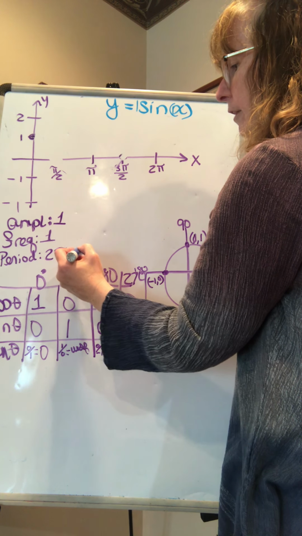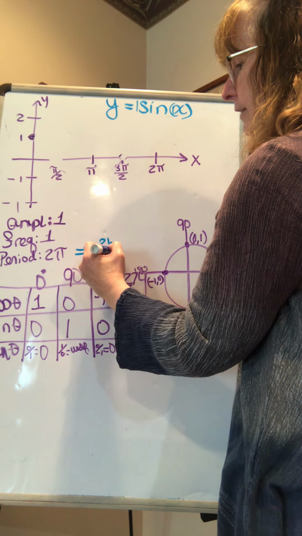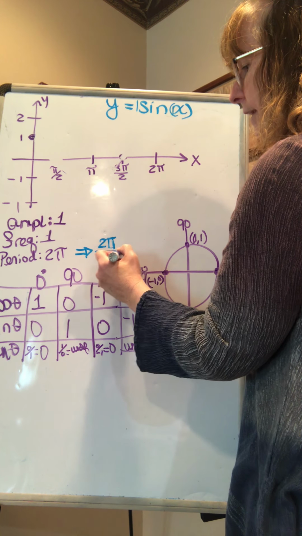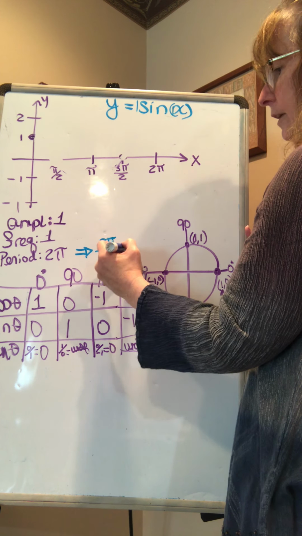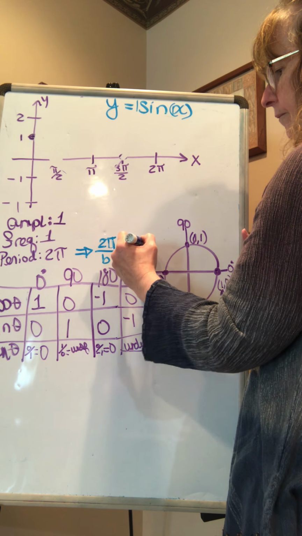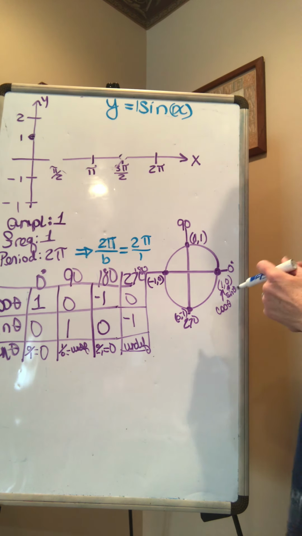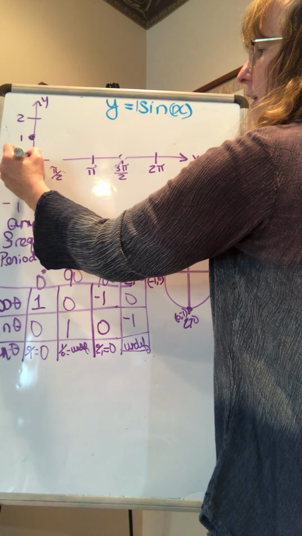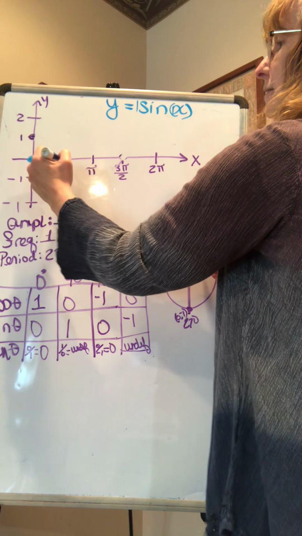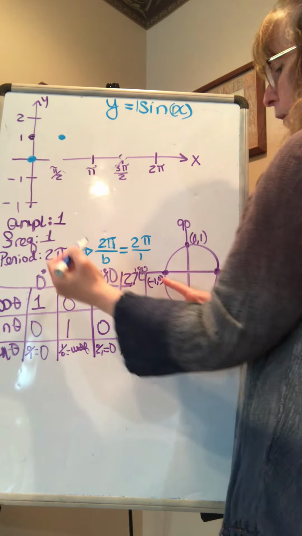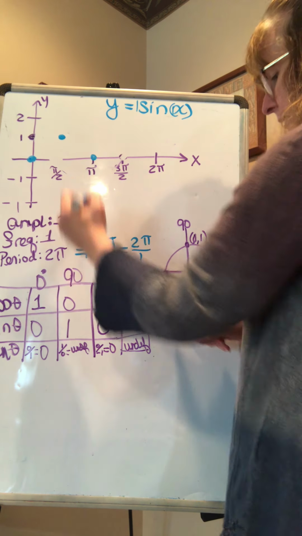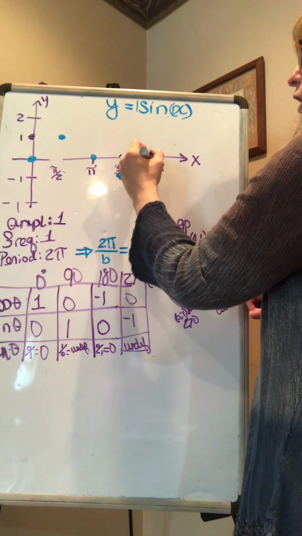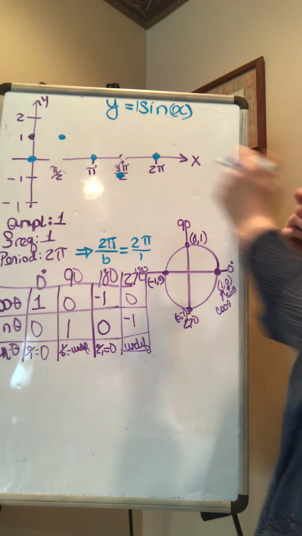The overall formula for period is 2 pi divided by the frequency, and that would be 2 pi over 1, which would give me the 2 pi. So now let's follow the y coordinate. At 0 degrees, sine is 0. At 90 degrees, sine is 1. At 180, sine is 0. At 270, sine is -1. And back to 0, or the full rotation, I'm back to 0.